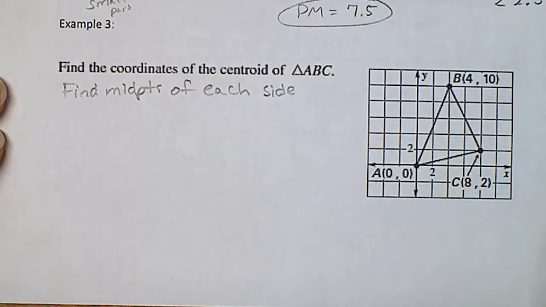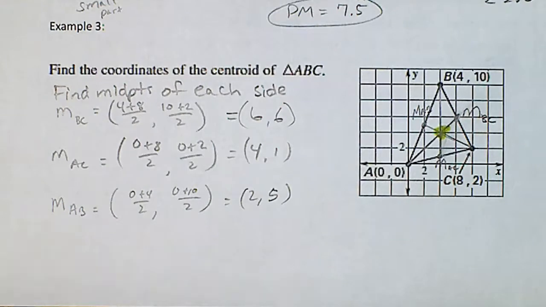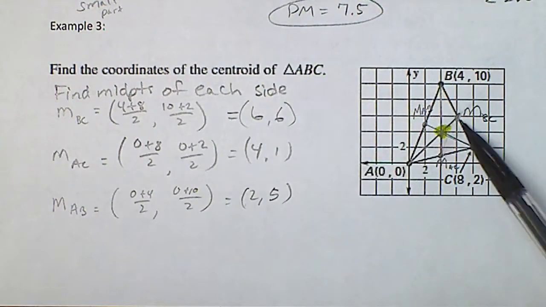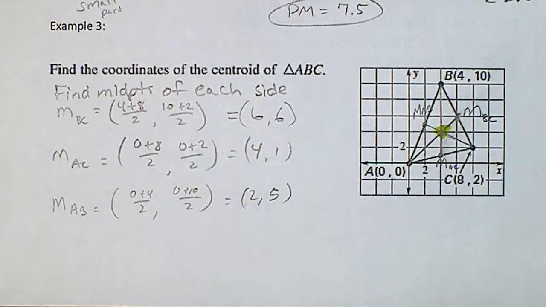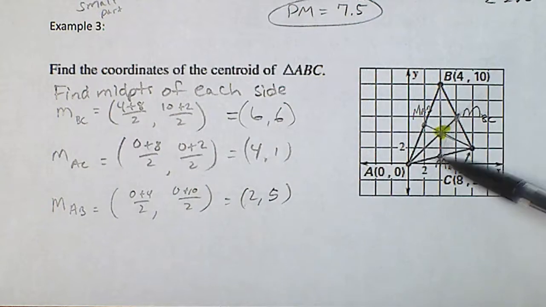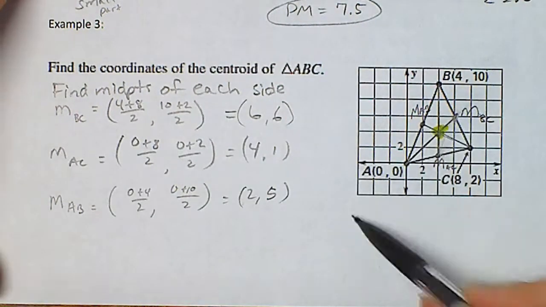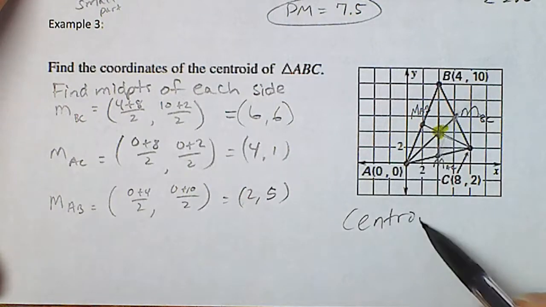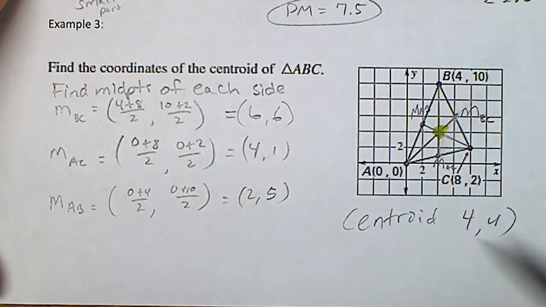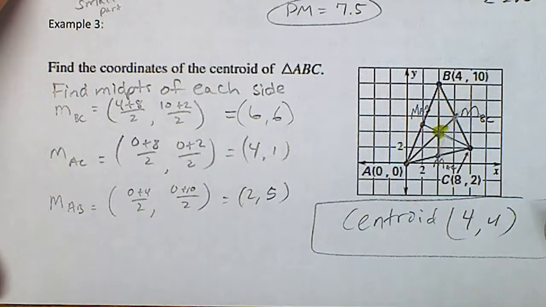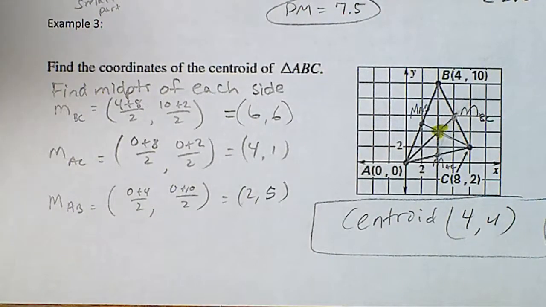and then resume when you are ready. So after you've calculated all 3 midpoints, you can graph them on your picture and then draw in your medians just like we did on the front of this paper by connecting each vertex of the triangle to its opposite midpoint, and then you can see where they all cross. So in this case, our centroid is going to be at 4, 4. That's how you find your centroid on the coordinate plane.